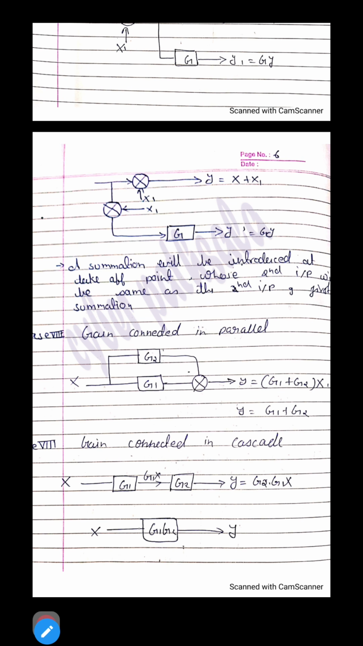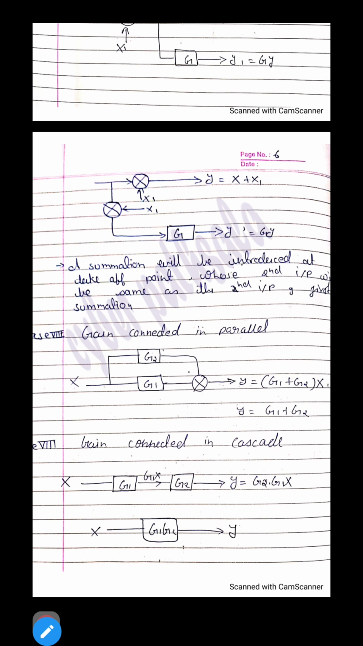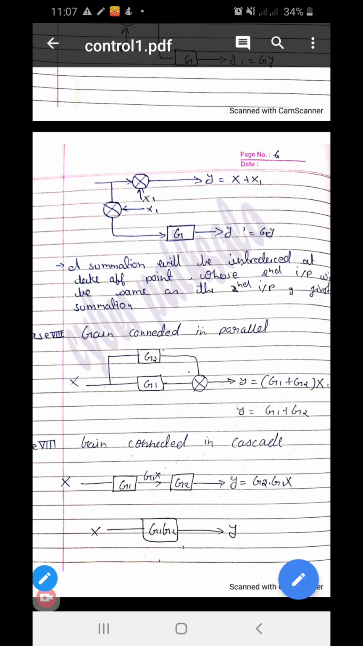And in case 7 and 8, if gains are connected in parallel, you simply add them. Okay, if gains are connected in cascade, you multiply them. These are some basic rules to reduce the block diagram. And in the later part of the video we will have some numericals based on this.